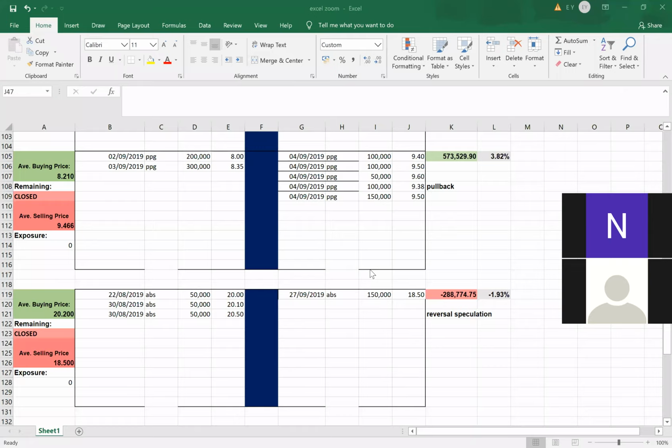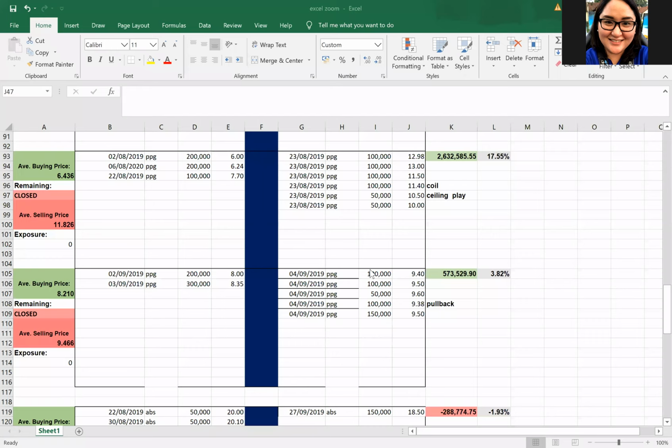Di po kayo na-inip dun sa accumulation phase. This is the trade that I made here. Binenta ko sa high, 13.10, 13.20, high 13 ako nakabenta, 12.98 ang baba na siya. And then anong napansin mo? Next day binili ko na lang siya ulit, tapos binenta ko lang after one day.